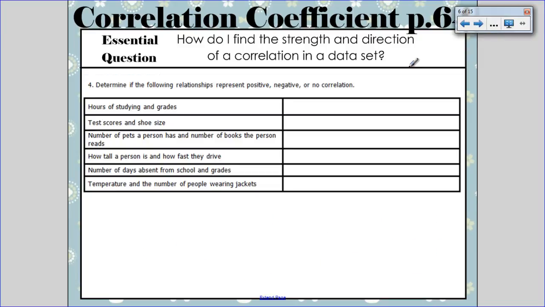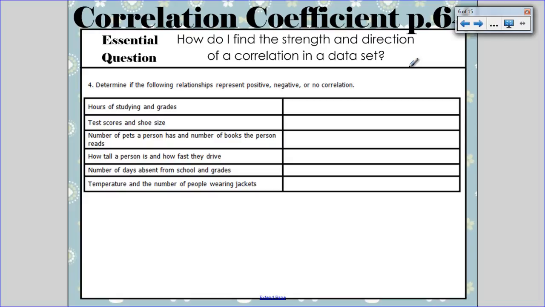So now we're going to determine if some relationships have a positive, negative, or no correlation. What you need to think about is, as one variable increases, does the other variable increase? If it does, then it's positive. Or does the other variable decrease, which would make it negative? Or do they have nothing to do with each other at all? Sometimes two things can have nothing to do with each other, but you can still have a correlation.